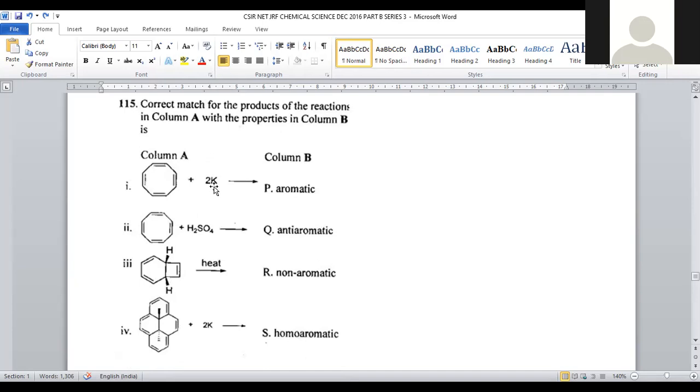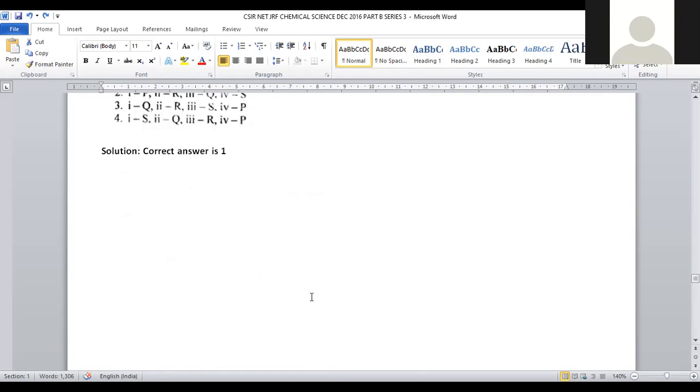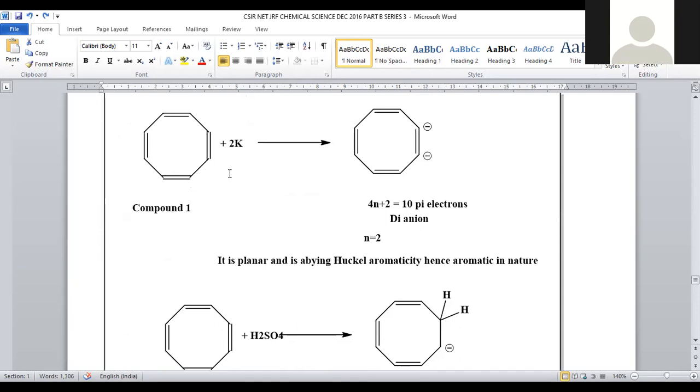The cyclooctatetraene treated with 2 potassium, then what will be the nature of the compound? Cyclooctatetraene treated with sulfuric acid, a strong acid, then what will be the product nature in terms of aromaticity? Again, the bicyclic system upon heating, what are the transformations and what is the nature of aromaticity? And the tetracyclic ring treated with 2 potassium, what will be the nature? So let us go with the mechanism and we will get the nature of all these products.